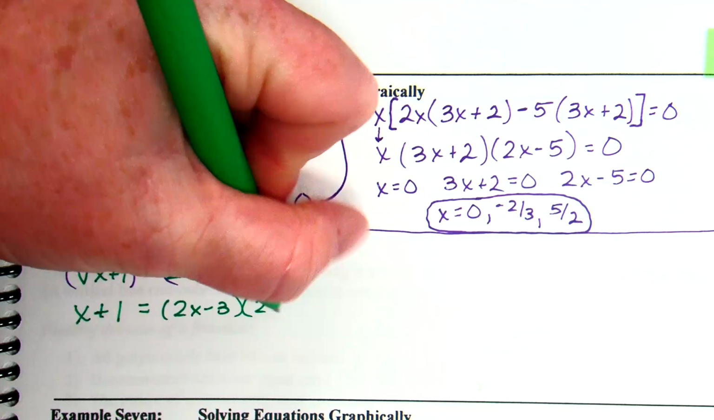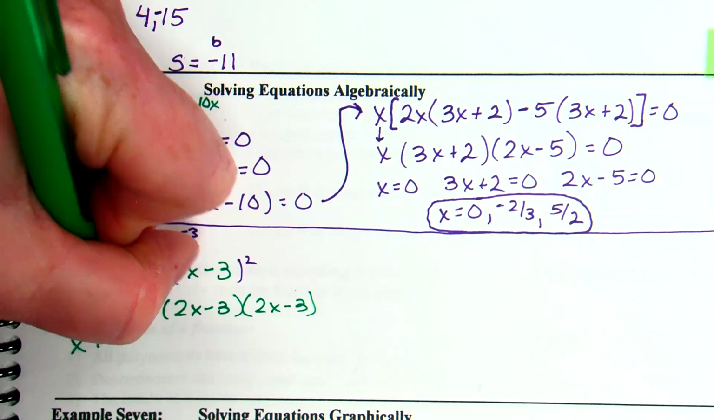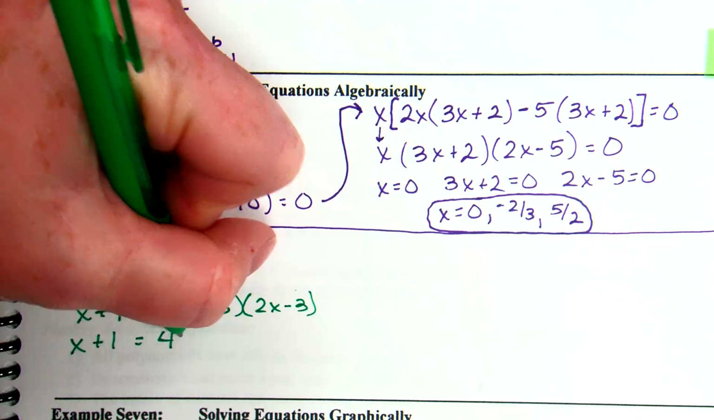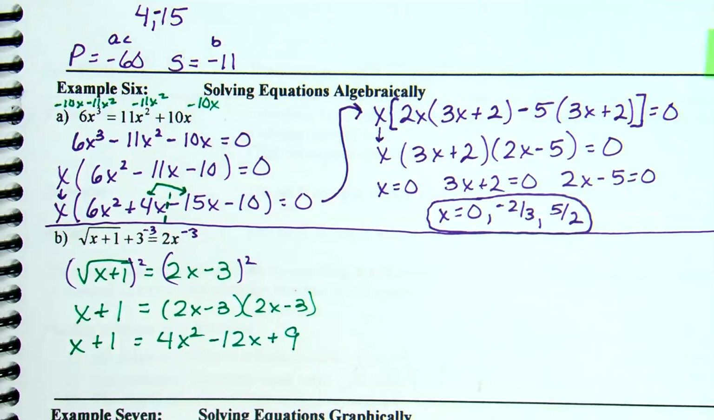I'm not saying you have to write that out, but I know a lot of you are probably just telling me, oh, it's 4x squared plus 9. No, you got to FOIL. Okay, so I'm going to keep this x plus 1 here on the left, and I'm going to FOIL on the right. 2x times 2x, 4x squared, minus 6x on the outsides, minus 6x on the insides, makes it minus 12x, and then plus 9.